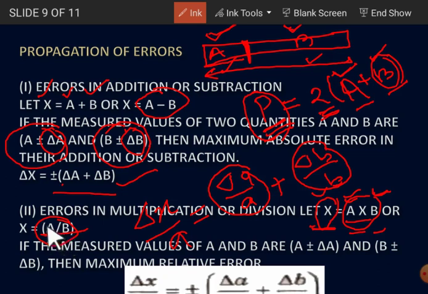Whether it is division or multiplication, the error will always be added. What type of error in multiplication and division? It will be the relative error. So the relative error in the measurement of x, which is expressed as a into b or a by b, will always be equal to the sum of the relative errors of those individual multipliers. Got it? Let's try to prove this.